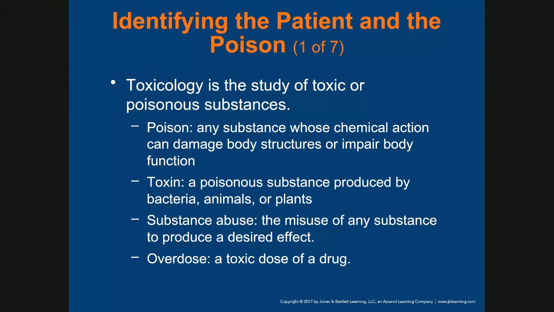Now, toxicology is the study of toxic or poisonous substances. A poison is any substance whose chemical action can damage body structures or impair the function of these body structures. A toxin is a poisonous substance produced by bacteria, animals, or plants. Substance abuse is the misuse of any substance to produce a desired effect. Overdose is a toxic dose of a drug. So all of these are important terms for you to be familiar with.